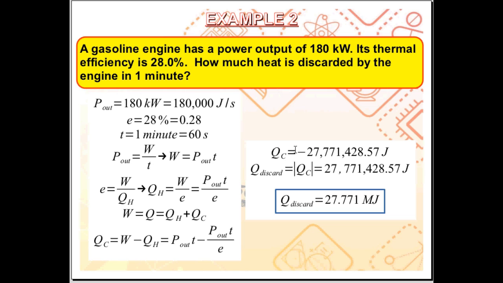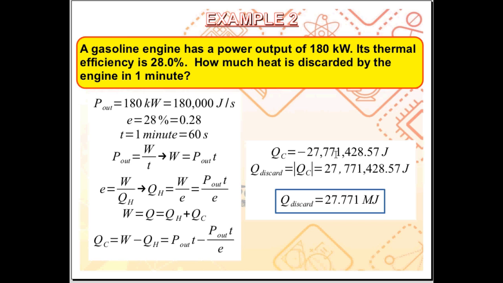From QC, we are able to get the heat discarded. QC is heat loss, so that's basically the energy or heat discarded. Getting the absolute value of QC, we get heat discarded to be 27.771 megajoules.